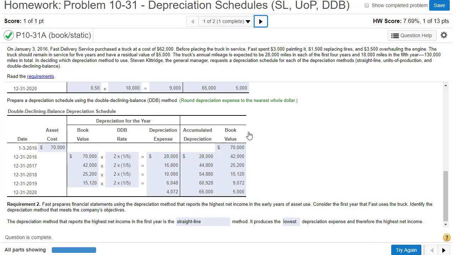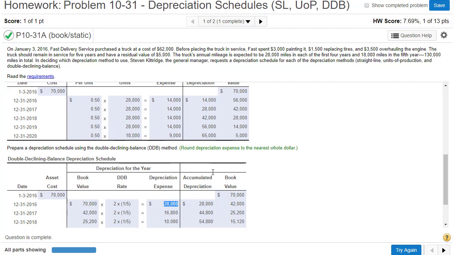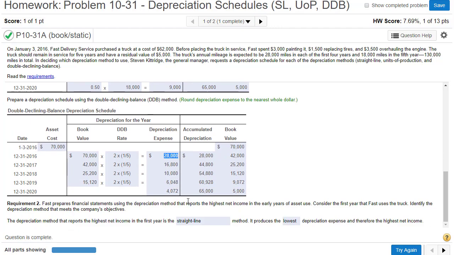So now, some companies do not want a goal of a high net income in that first year. Some want to minimize taxes. So in that case, to minimize taxes, you would want to use the method that creates the most depreciation in the early years. So in that case, it would be double declining balance because that's 28,000 versus 14,000. And that's it.